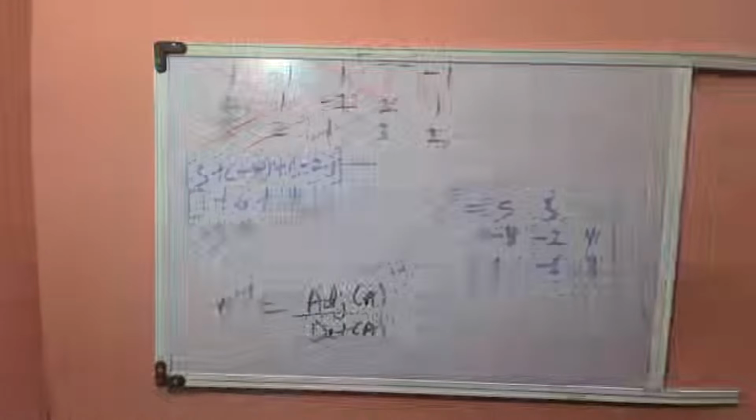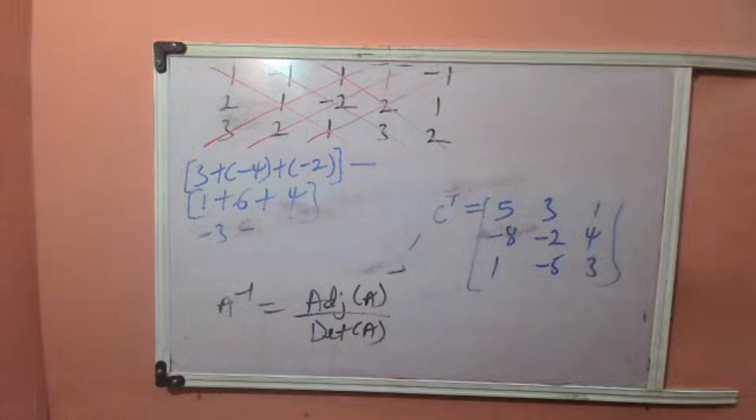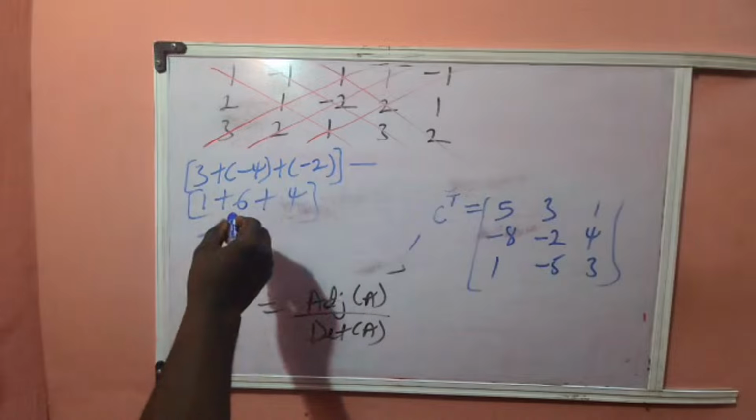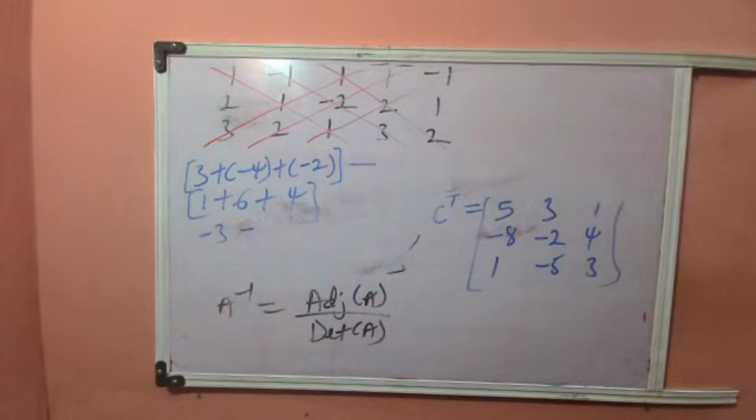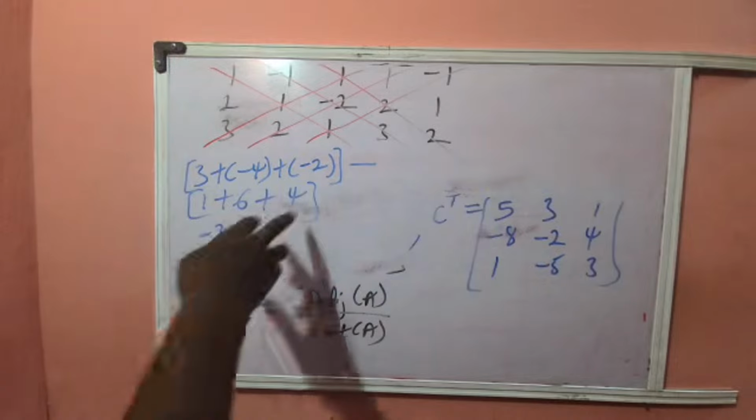Are you sure we're on the right track here? Did you say you got 14? Oh, sorry. It is this minus this.